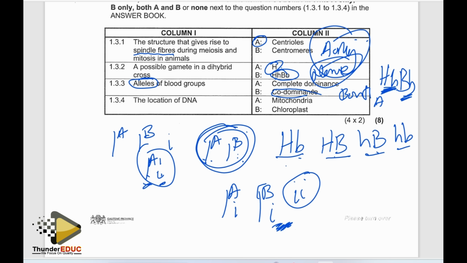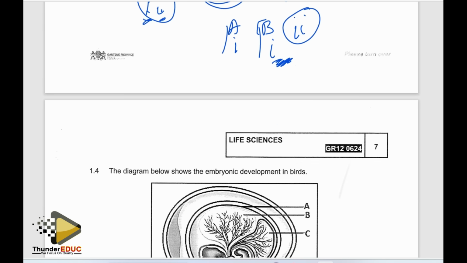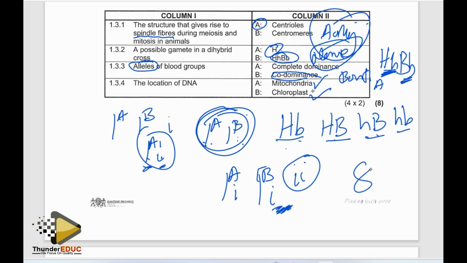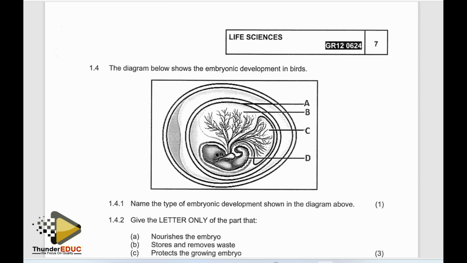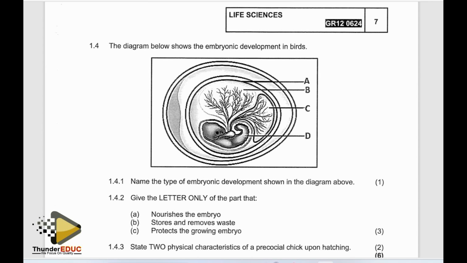So the location of DNA in this case is both A and B. They're saying location of DNA. We have the location of DNA in mitochondria. We have the location of DNA in the chloroplast. Guys, are you together? Have you got all the 8 marks in this regard? Don't forget that it's both A and B, and then we give you 2 marks there. This word none only, guys, make sure that you do those things when you go for the paper. Diagram below. Let's go to the next question.